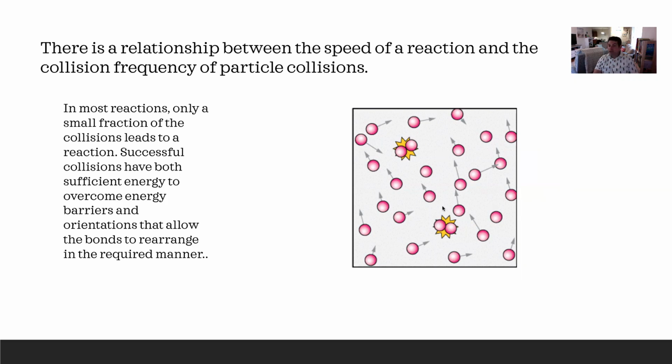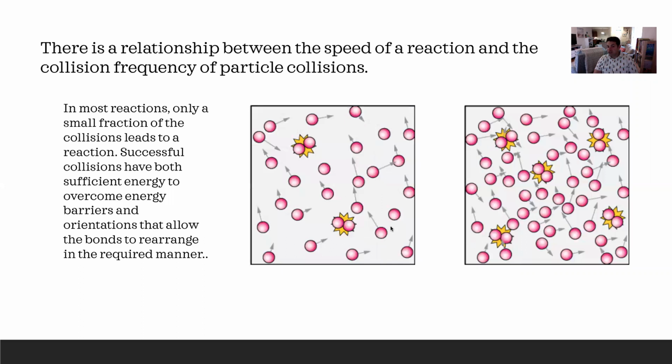So one of them was concentration. Well, if we have a higher concentration, we're going to get more collisions, right? And hopefully more of them will be successful. So this collision theory does do a nice job of explaining how we get faster chemical reactions.